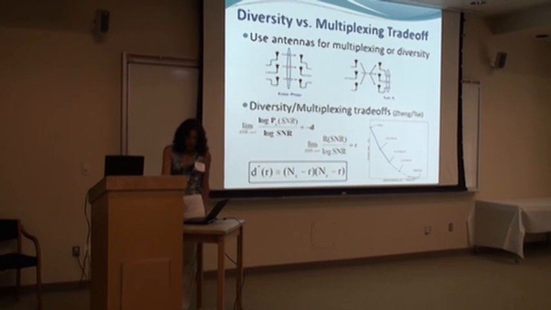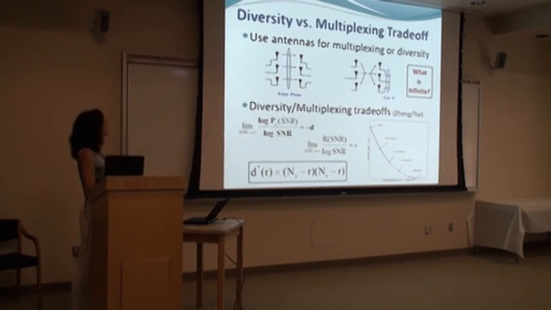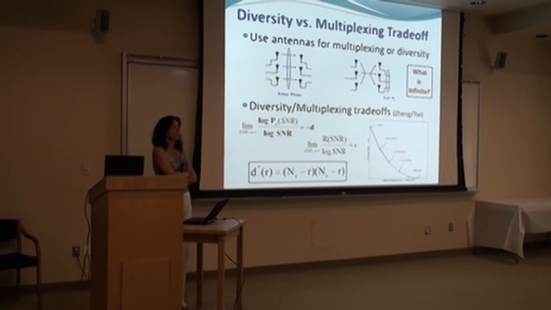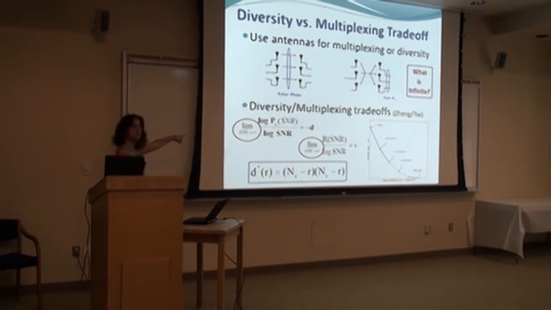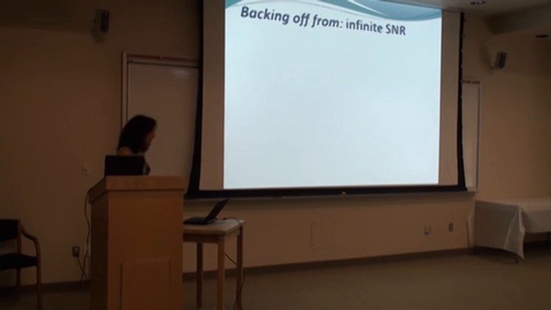So where is the asymptopia in this result? SNR. There are these two limits. SNR is going to infinity. So what if we don't look at infinite SNR? What if we look at something else?